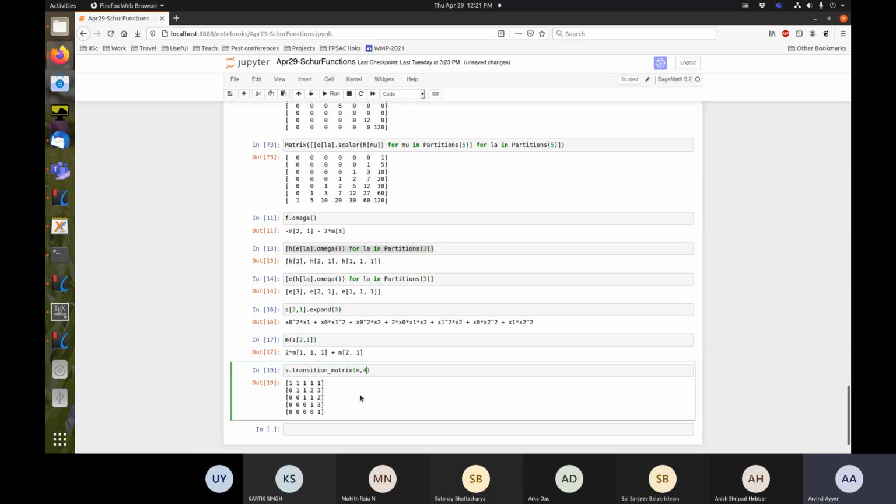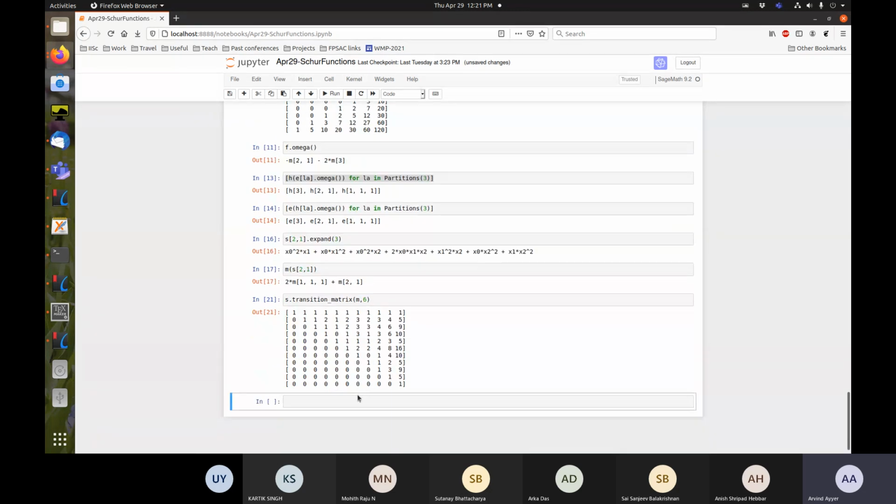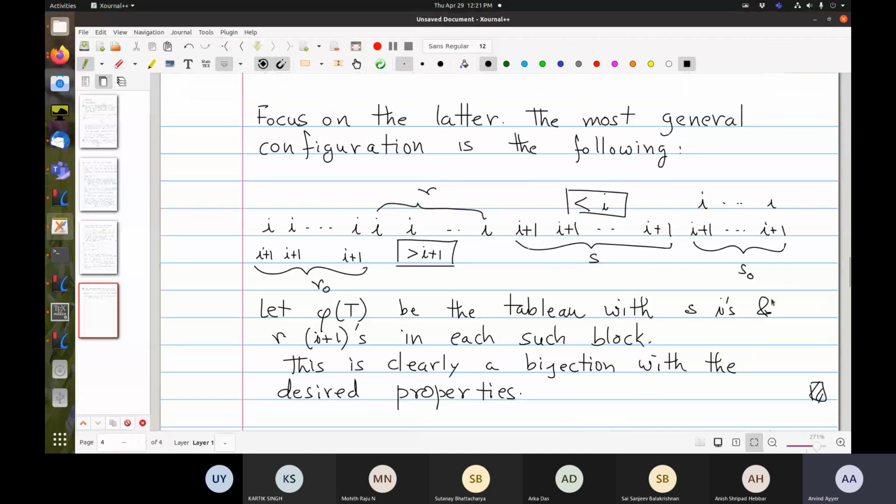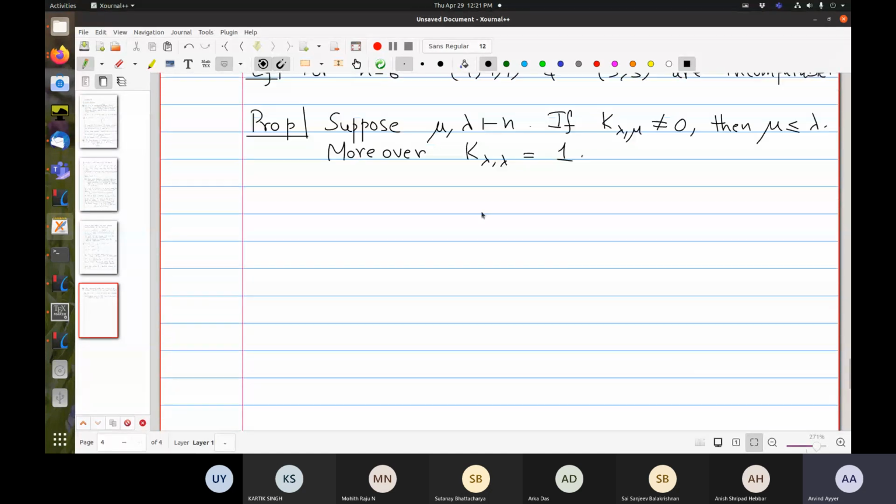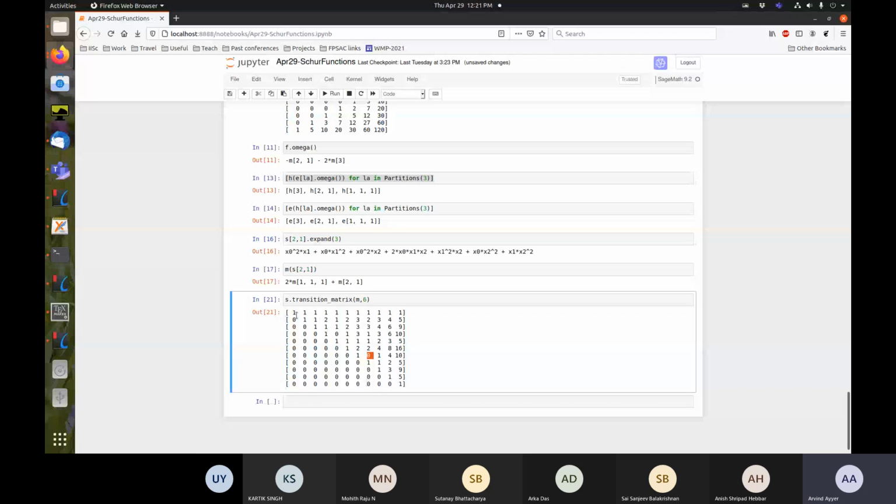So 4 is okay, 5 is also okay, but 6 onwards you start to get holes. But it is still true that it's upper triangular. So in fact, this proposition that I just stated, notice that the diagonal entries are all 1. So these are sometimes called upper unitriangular matrices. These are matrices which are upper triangular and have diagonal entries 1.